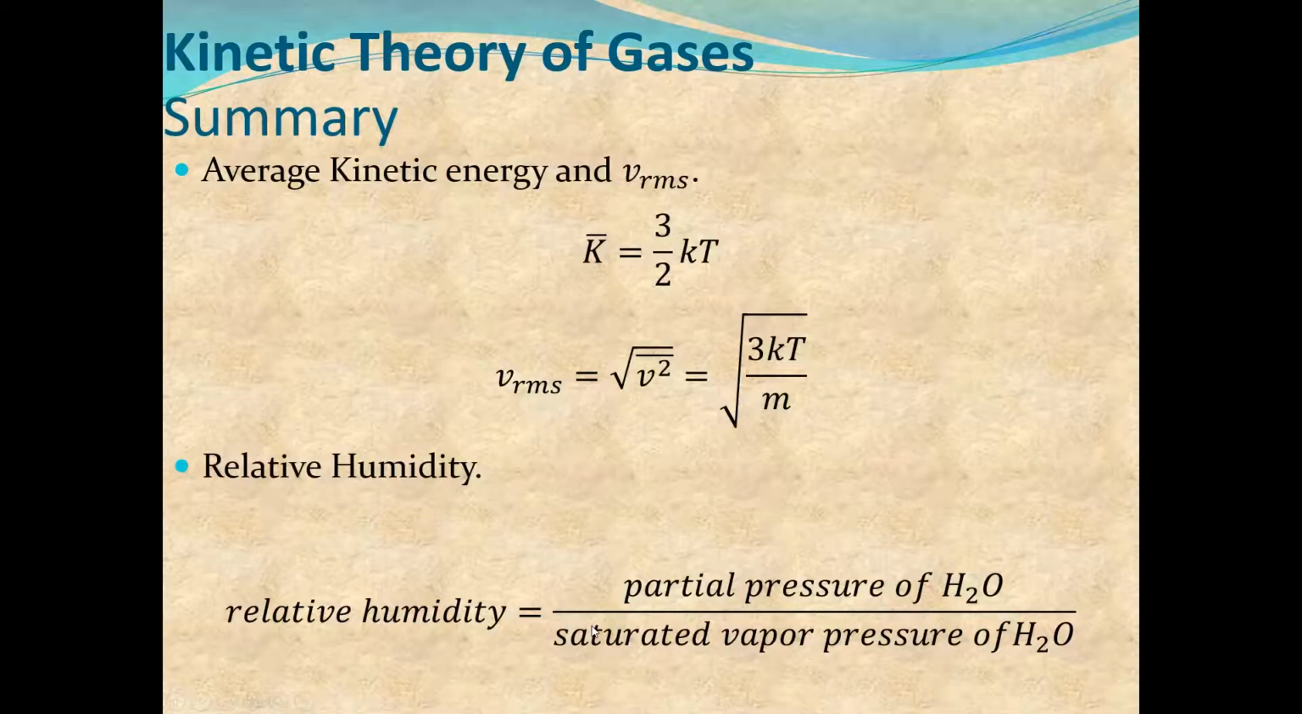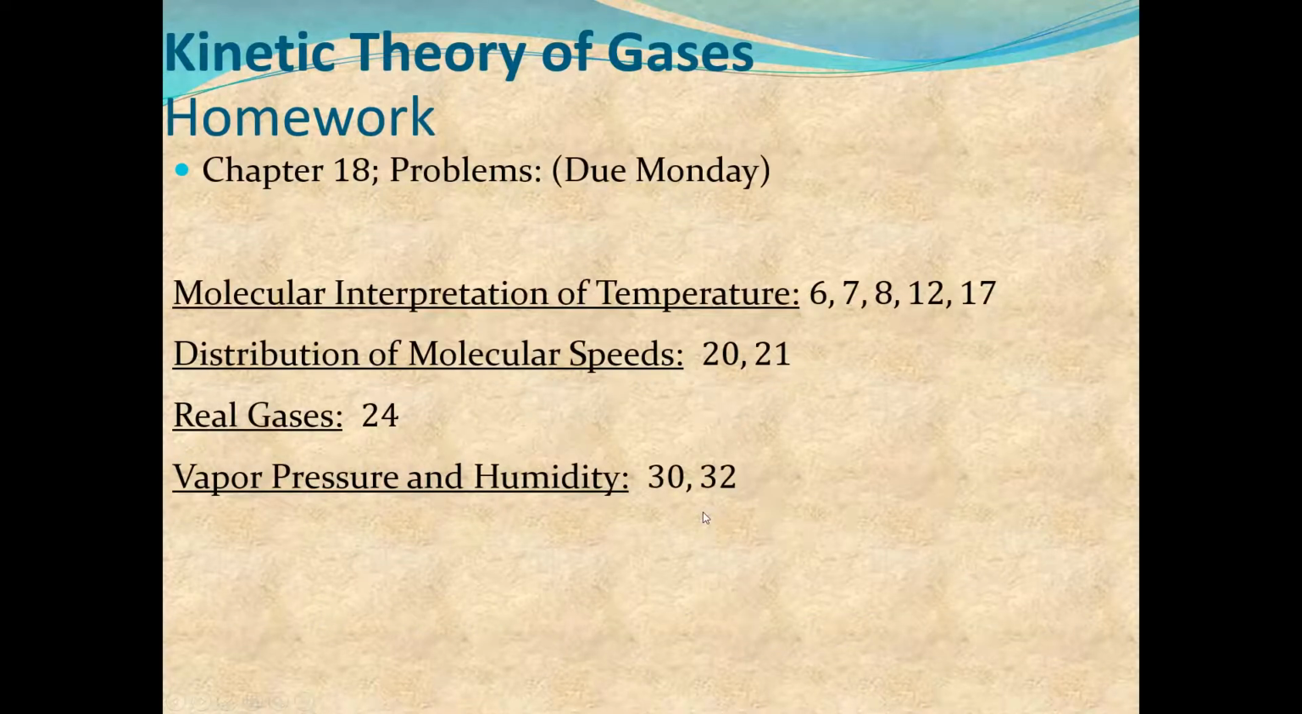All right, so these were the two main things that we talked about. We talked about the average kinetic energy and the RMS speed, as well as how the graphs end up looking. And we also talked about relative humidity and how we'd figure that out, as well as dew point.